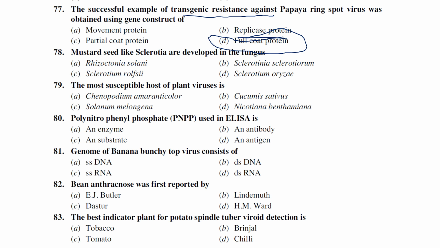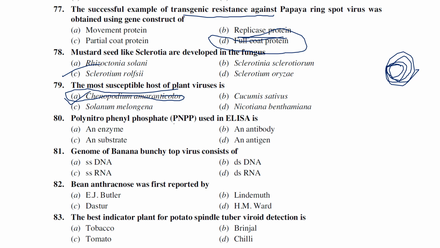Mustard seed like sclerotia are developed in which fungus? Sclerotia, mustard seed like, generally that is Sclerotium, right? So the most susceptible host, we would say indicator plant, for plant viruses: Chenopodium amaranticolor, that is generally called goosefoot, Cucumis sativus, Solanum melongena, brinjal, Nicotiana benthamiana, this kind of tobacco species. Generally this goosefoot, Chenopodium amaranticolor, is the most recommended and the most susceptible host or indicator plant for plant viruses.